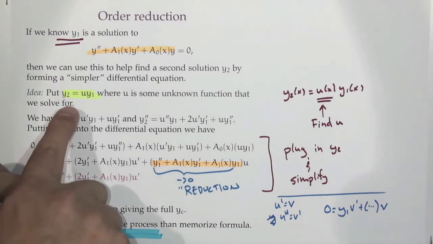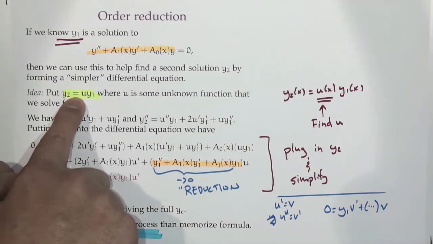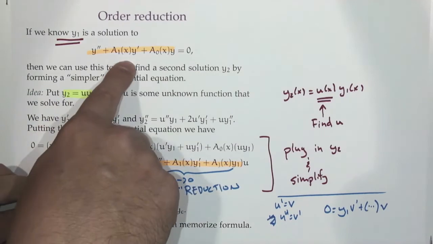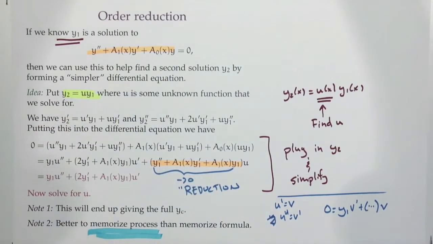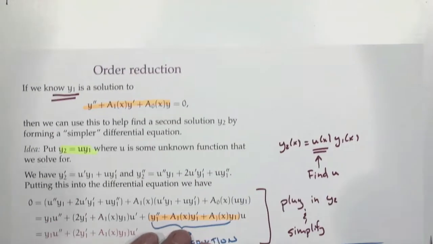The process is to put y2 equals u y1 and feed it into the differential equation and see what the new differential equation becomes. That's a simpler process and less likely to make a mistake. You want to keep things simple. That's the goal. All right. Any questions before we do an example to see how this works? Okay, let's do one example.